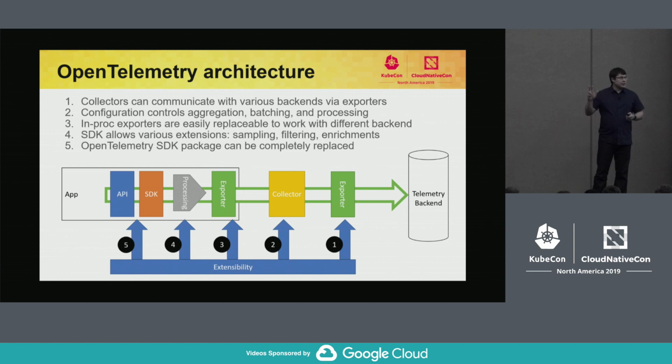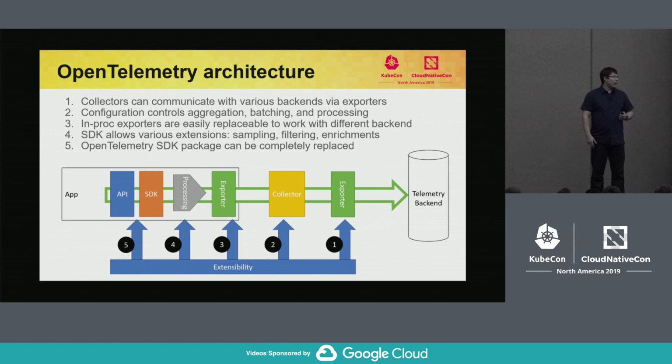Third extensibility point is an interesting one. Sometimes in your environment, you cannot install an additional collector, additional process, or sidecar to run and process your telemetry. In this case, you need an exporter from inside the process communicating directly to the backend of your choice.